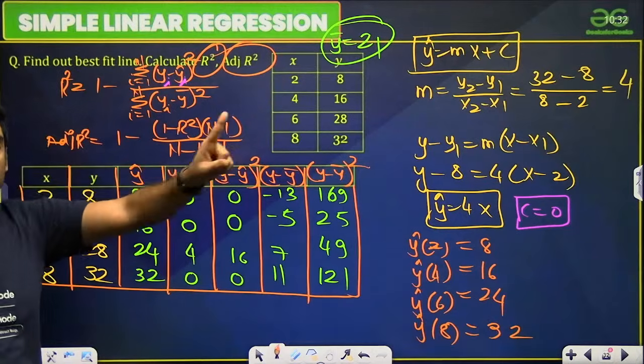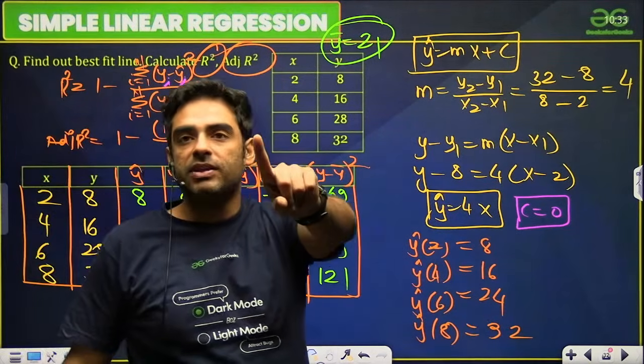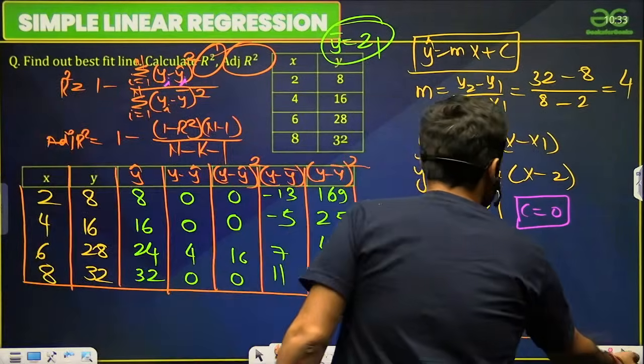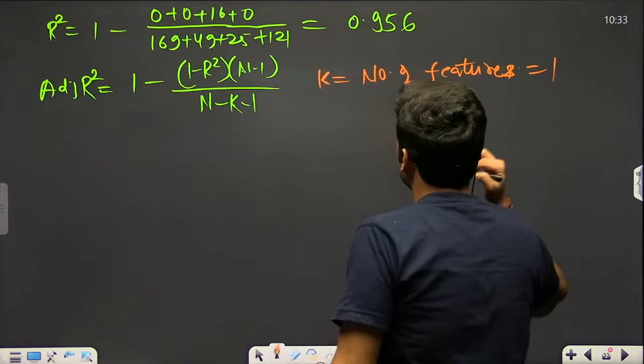Independent features is only one. Okay, एक ही single ही feature है यहाँ पे. I hope आप समझ पा रहे हैं. I hope you are getting this. Okay, तो only a single independent feature is there. So that means k value is 1.